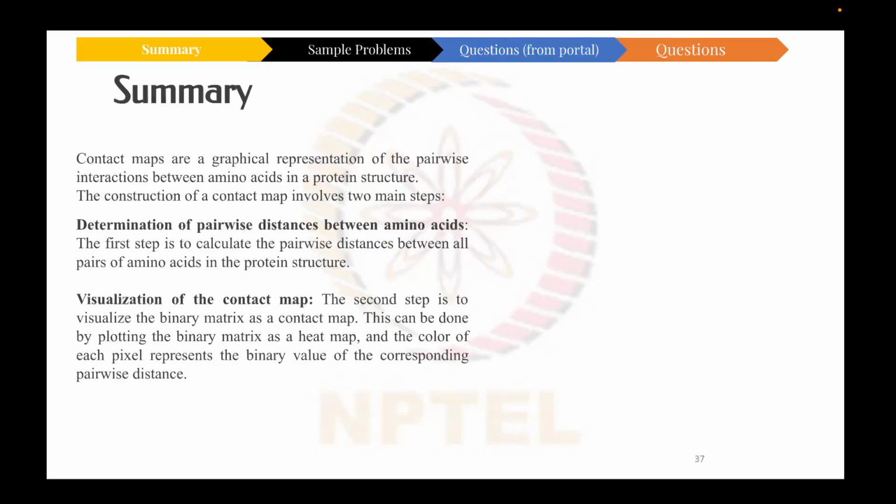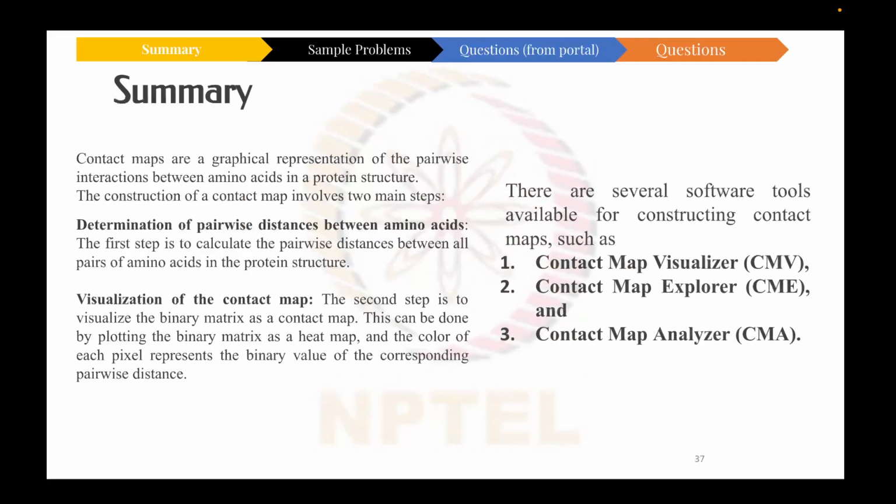The second step is to visualize the binary matrix as a contact map, and this can be done by plotting the binary matrix as a heat map, where the x-axis and y-axis represent the sequence positions of the amino acids. In addition to heat maps, there are other visualization tools such as circular plots, 3D plots, and network diagrams. There is software available for constructing contact maps such as Contact Map Visualizer, Contact Map Explorer, and Contact Map Analyzer. These tools provide various options for customizing the visualization, such as adjusting the threshold for binary values, selecting the color scheme, and adding labels and annotations.